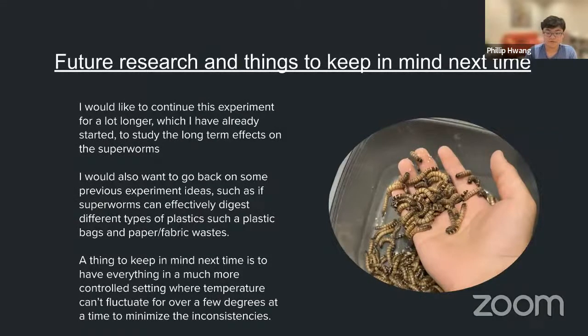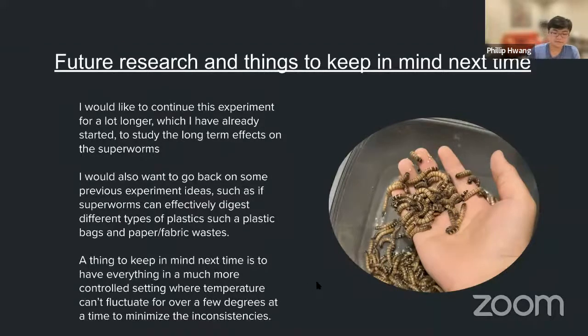So some future things to keep in mind is that I would like to definitely utilize the time a lot more, because like I said, I had very little time. So I probably will redo this experiment in the future, and I'm going to allow a lot longer time to study the more long-term effects that it has on the superworms. Also, I want to go back to the mealworms and different plastics idea. I feel like I could improve on that significantly, and I was actually kind of curious about what they could effectively eat.